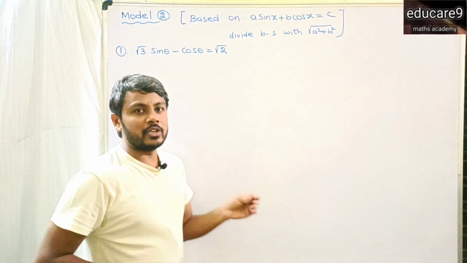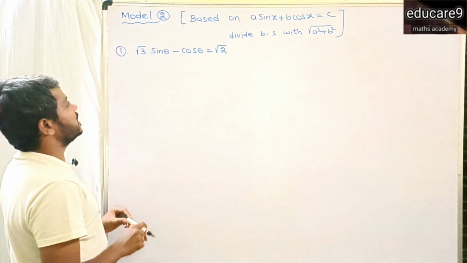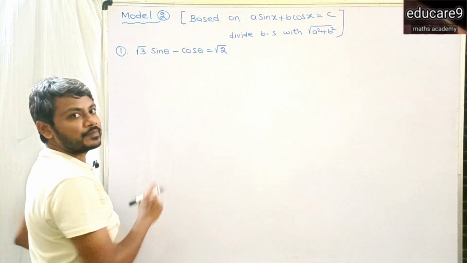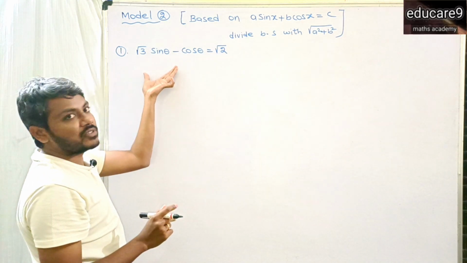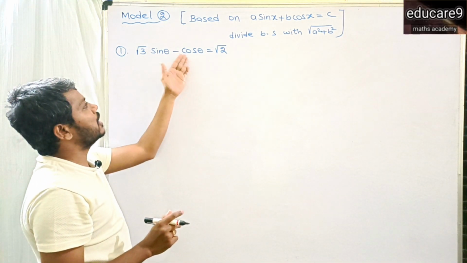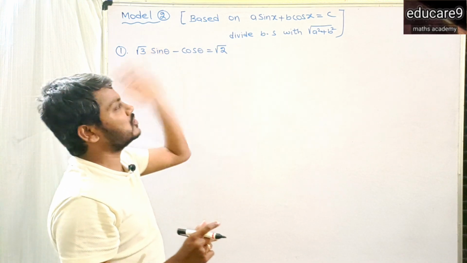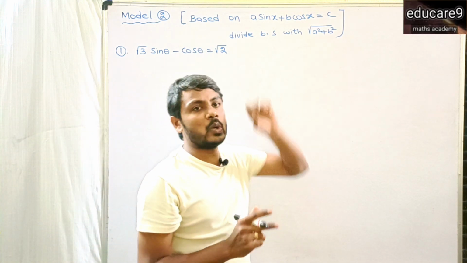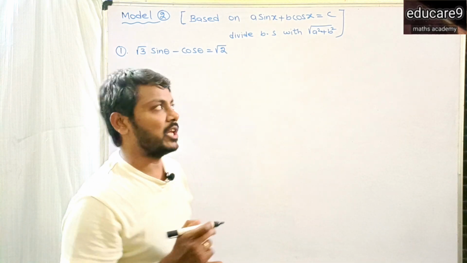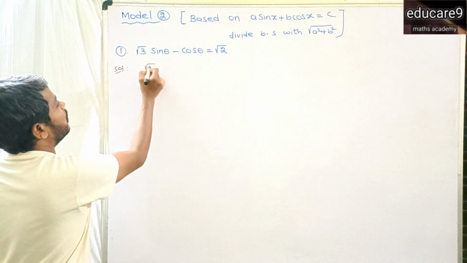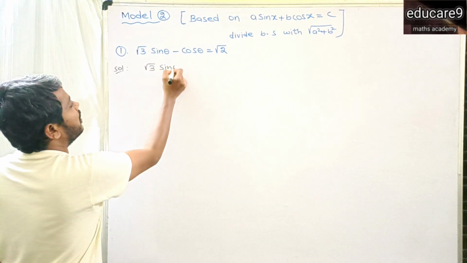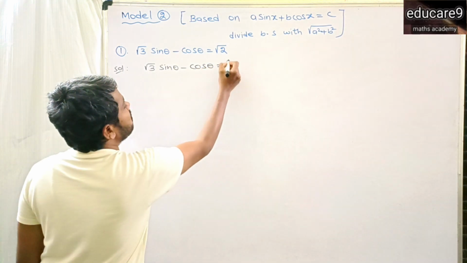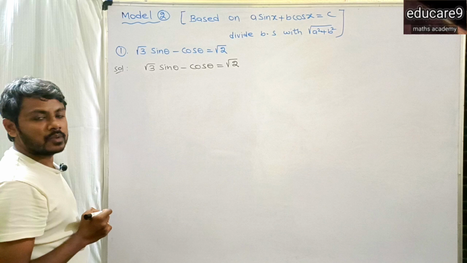So without delay, coming to the topic: root 3 sin theta minus cos theta equals root 2. Clearly, this is of the form a sin theta plus b cos theta equal to c. For that, you should divide both sides with what? Under root a square plus b square. So here, given root 3 sin theta minus cos theta equals root 2.